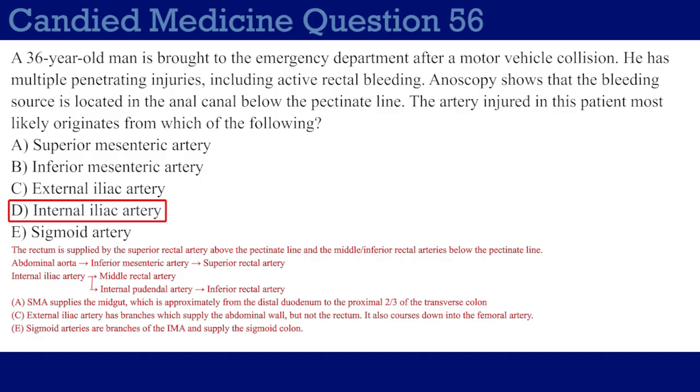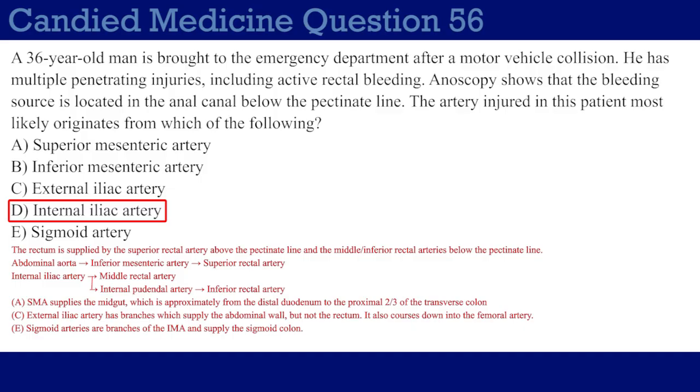Choice C, external iliac artery. I mean, that has branches to supply the abdominal wall, but not the rectum. It courses down to become the femoral artery, which of course supplies the leg. Choice E, sigmoid artery. Sigmoid artery is also a branch of the IMA, and as the name implies, it supplies the sigmoid colon.